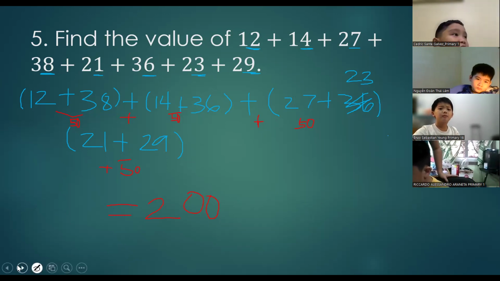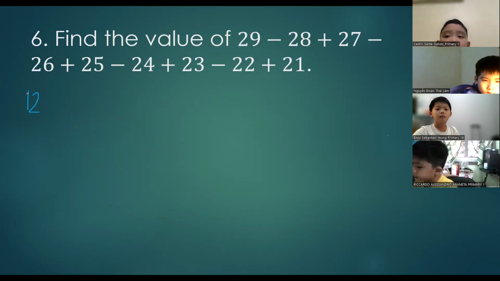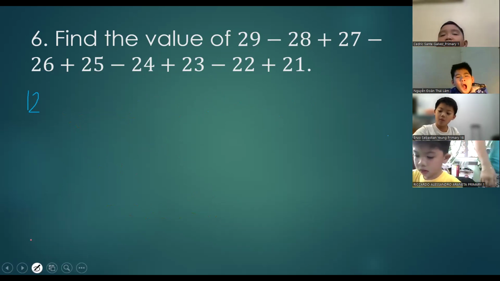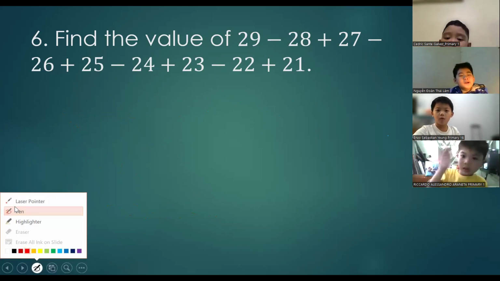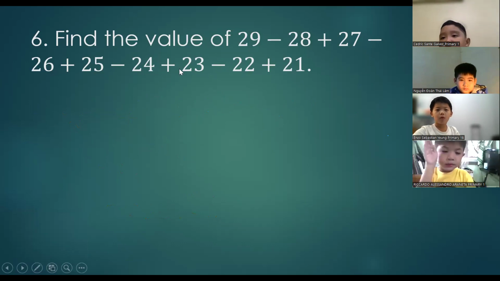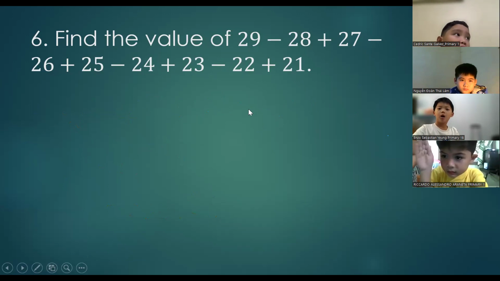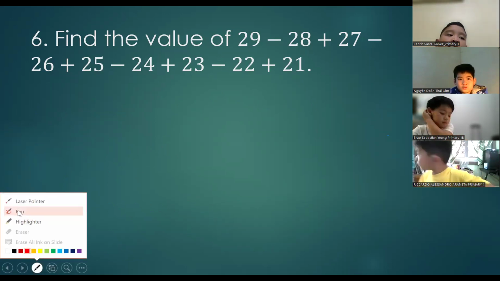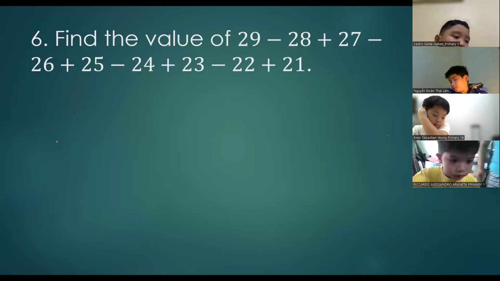All right. Let's move on to number 6. Here it is. Find the value of 29 minus 28 plus 27 minus 26 plus 25 minus 24 plus 23 minus 22 plus 21. I want Ricardo to answer this one. Can you answer this one?